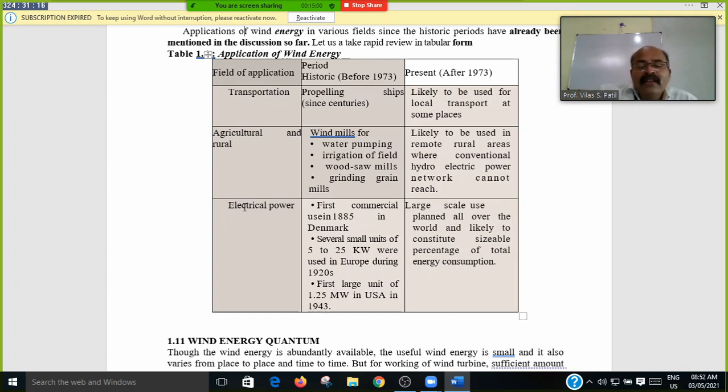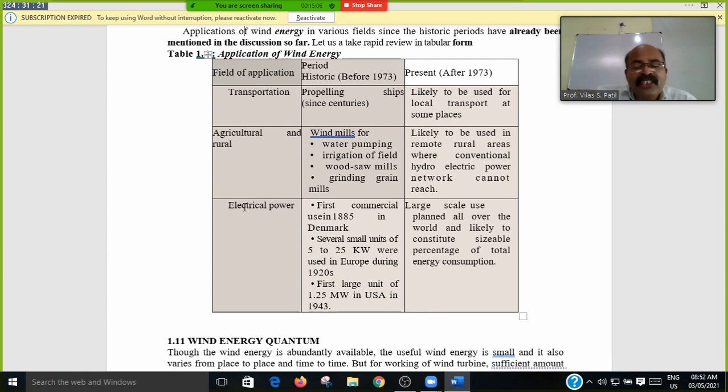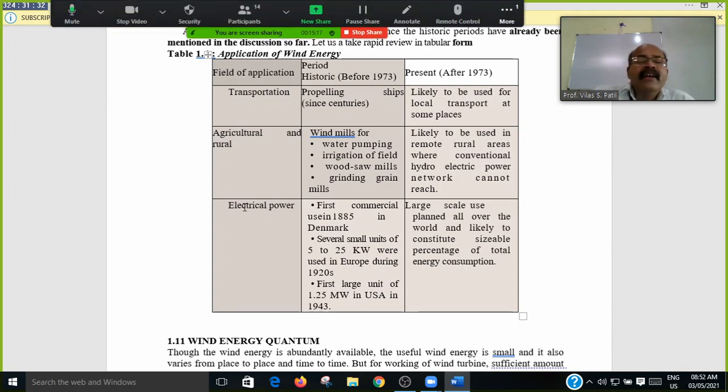Then electrical power, the first commercial use in 1885, in Denmark, this was the biggest project. Several small units of 5 to 25 kilowatt were used in Europe during 1920, a big project was done in Europe as well. First large unit of 1.25 megawatt in USA in 1943. That is before the independence of India, before 1947. In 1943, in Europe, in USA, that is 1.25 megawatt.